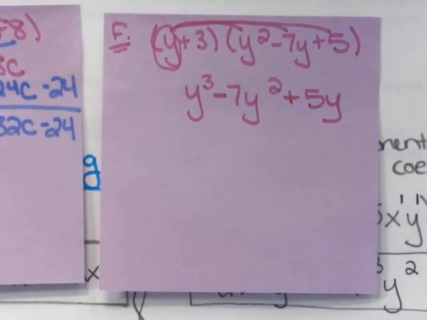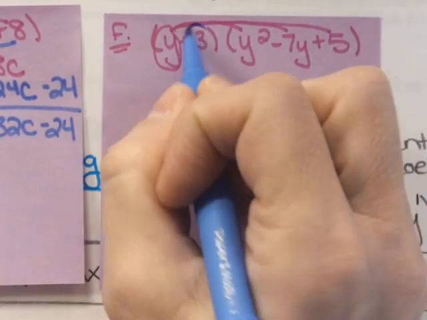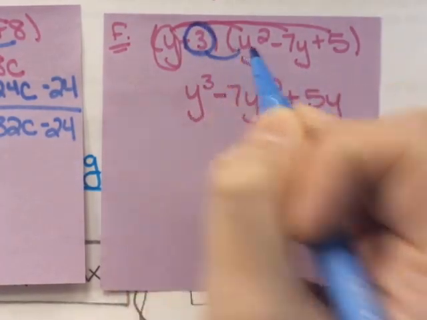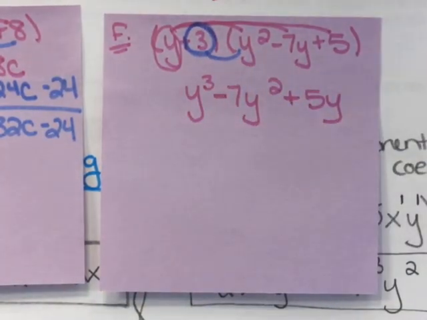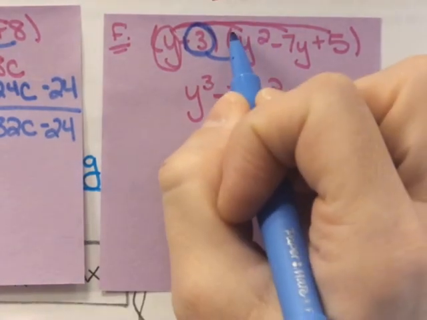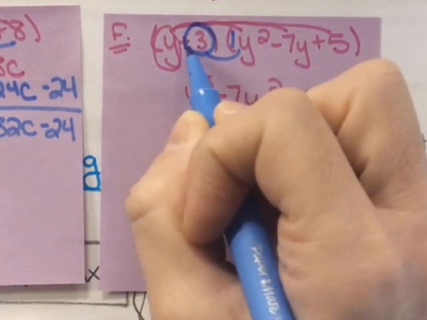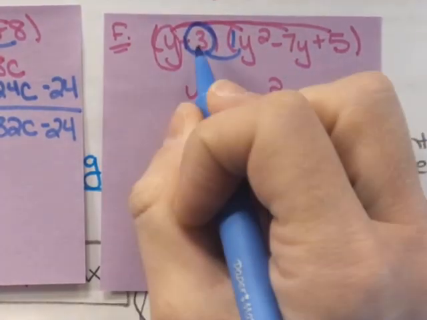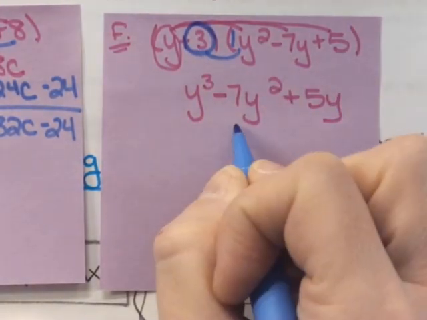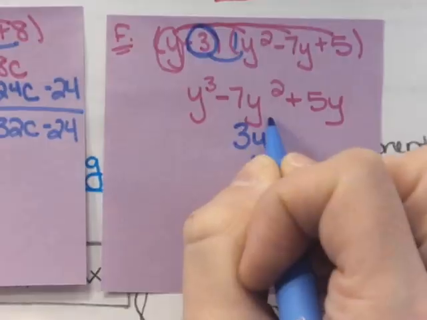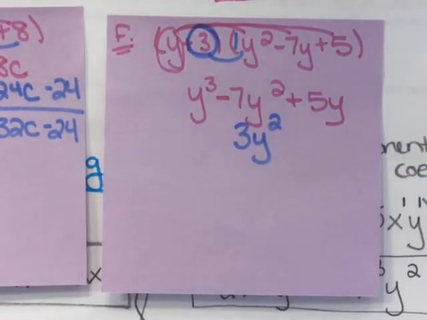Okay, let's take the 3 and send it through. So remember, if there's no number out front, there's a 1 hiding there. So 3 times 1 is 3, it's positive. And then I have my Y squared. So I have 3Y squared. And I'm going to line that up under my other Y squared.